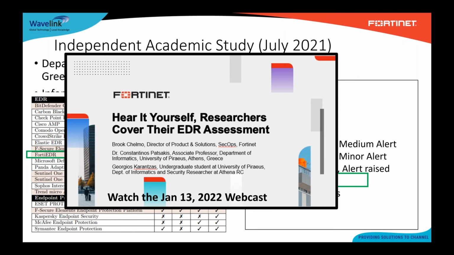Really interesting to know that academic worlds are now taking cybersecurity as real research and giving it that level of investigation that's required, beyond what the vendors and those third-party organizations are doing.